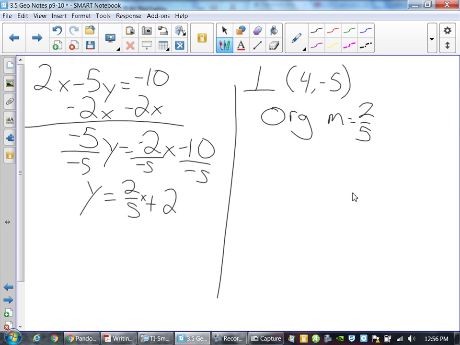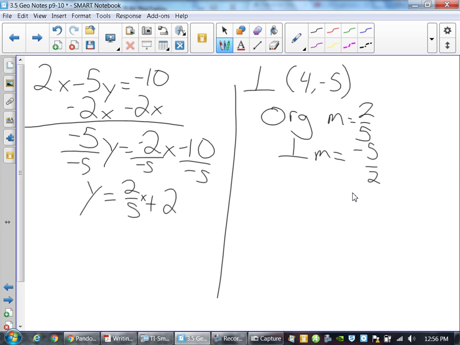Is this a parallel or is this a perpendicular problem? Perpendicular. And why do we know that? Because it says so. So we put in our little symbol. Our perpendicular slope therefore becomes? 5/2. -1. Very good. Negative. Remember, change, flip. Change it, flip it.